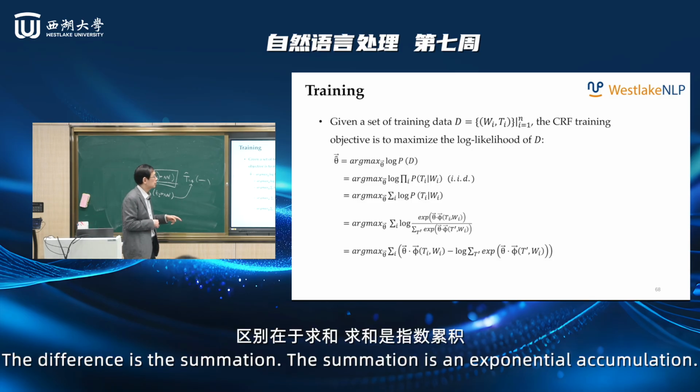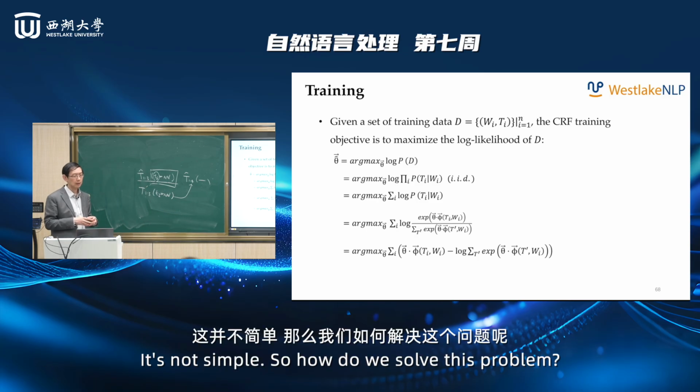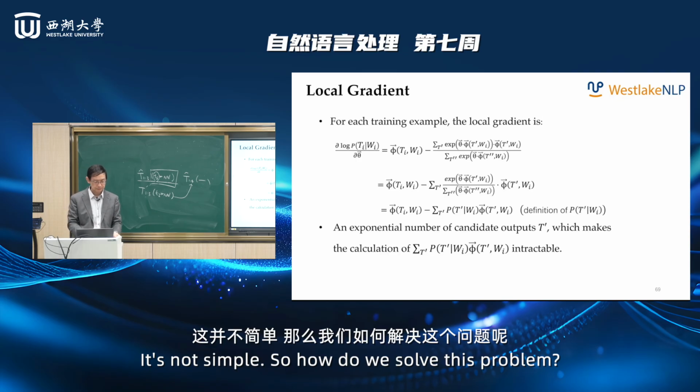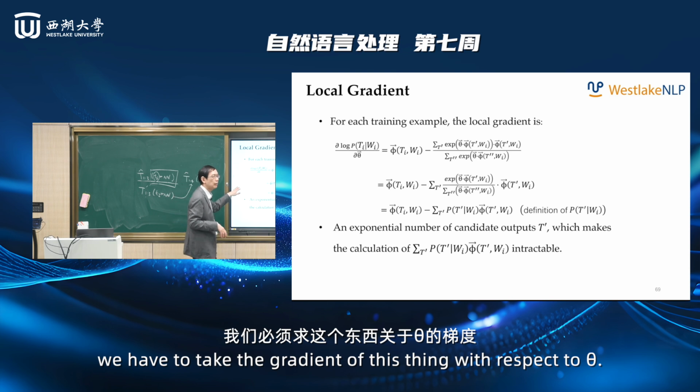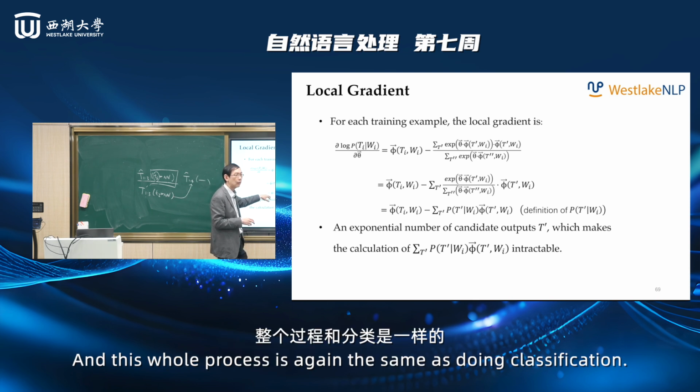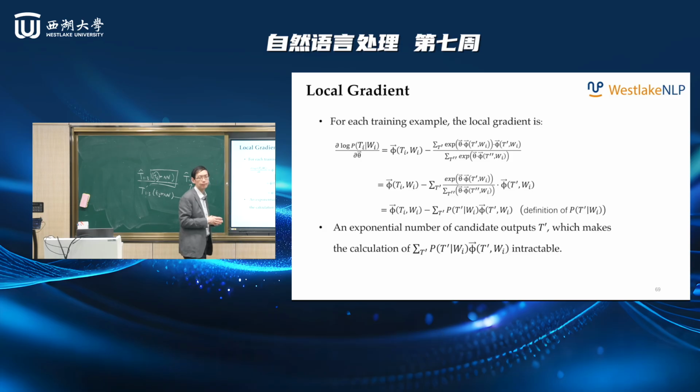The difference is the summation. The summation is an exponential accumulation, right? It's not simple. So how do we solve this problem? Okay, before we go to how to solve the problem, we have to take the gradient of this thing with respect to theta, right? And this whole process is again the same as doing classification.